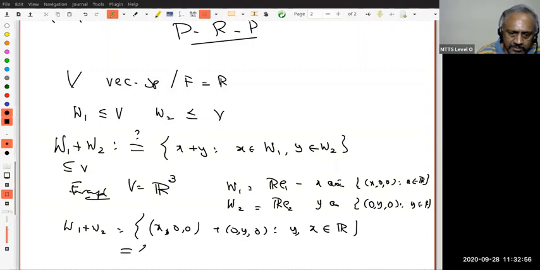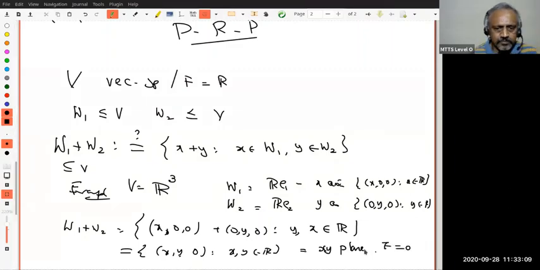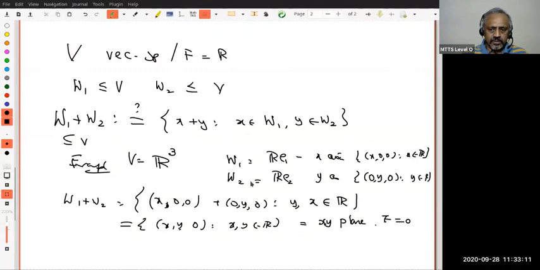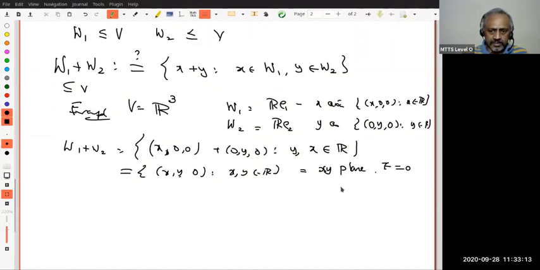But what is this? This is x, y, 0. And what are x, y? Arbitrary. So what is this? This is the xy plane given by z equal to 0. So we are just now saying any plane passing through origin is a vector subspace. Therefore, what do I know? W1 plus W2 is also a vector subspace. This we already know. I'm just remarking. Okay. Is this example clear?